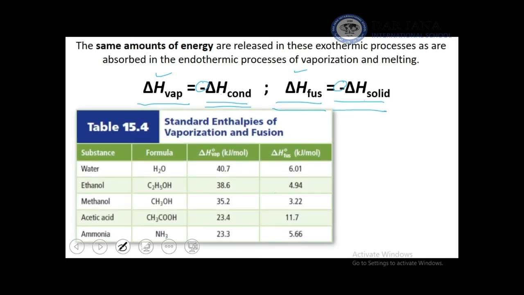This table shows the different delta H of vaporization, or the molar heat of vaporization, for different substances. The same thing for fusion. If I want to write the delta H of solidification here, what will be the value for water? We said the fusion is equal to the negative of solidification. So 6.01 will be negative 6.01. The same numerical value but different sign. That for ethanol will be negative 4.94.